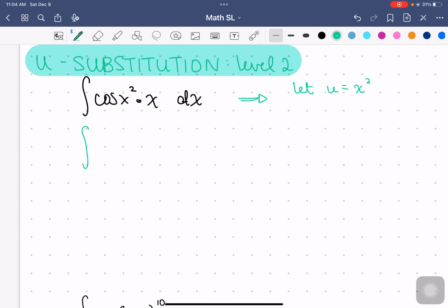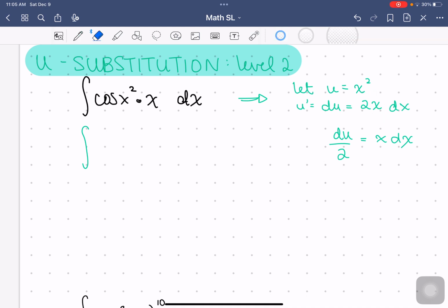So my u here is what I'm trying to find the derivative of. So if my u is x squared, du, which is u prime, is going to be 2x. And hey, look at that. I'm basically multiplying by 2x, just not exactly. Oh, and we have to add dx at the end. So what I'm going to do here is see how I can get x dx and what I need to multiply it by. If I want to get x dx, I'm going to have to get du over 2 equals x dx. So I need to multiply this by half so I can get 2x, which is the derivative.